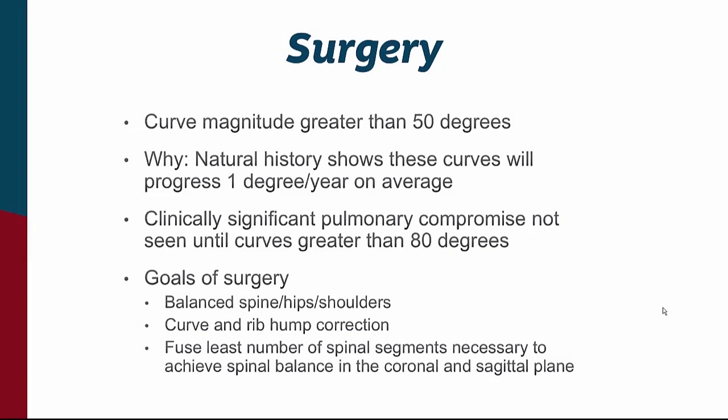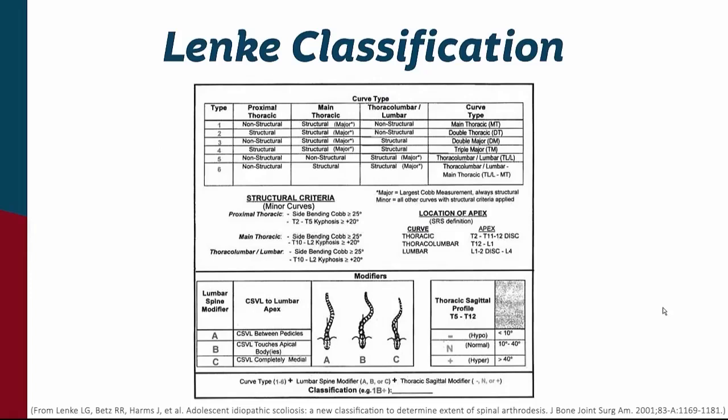And overall, the goals of surgery are to balance the shoulders, the pelvis, the hips, reduce the curve size, and prevent progression. A well-balanced, cosmetically improved curve is the goal. Ideally, we want to preserve as many motion segments in the lumbar spine as possible to prevent degenerative changes and maintain function. For adolescent idiopathic scoliosis, the Lenke classification is the defining way to classify it.